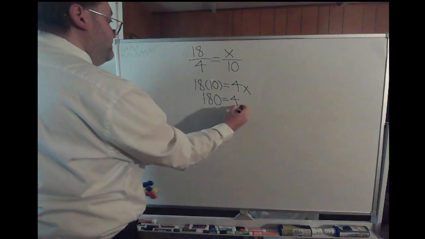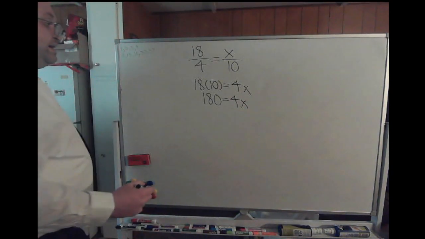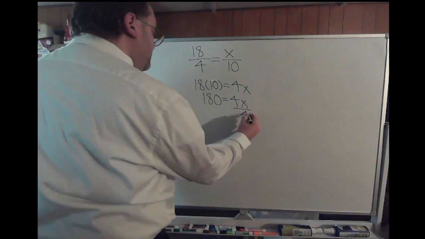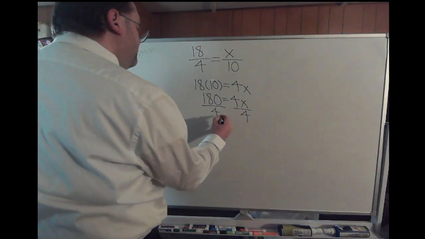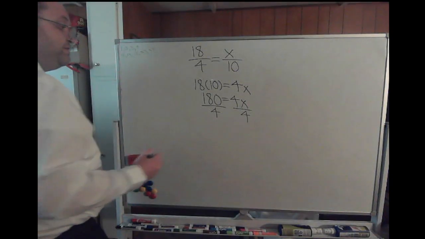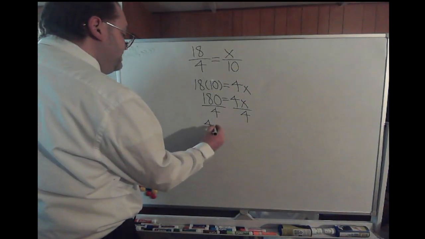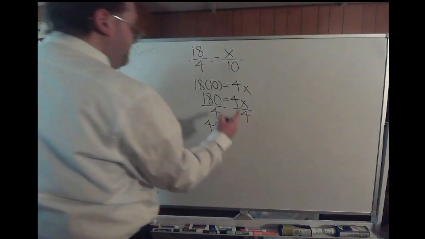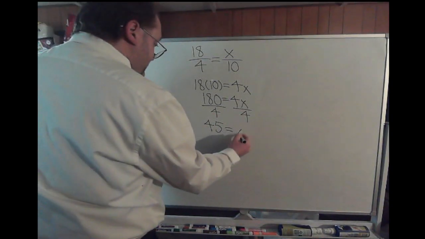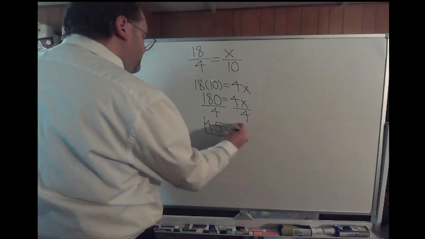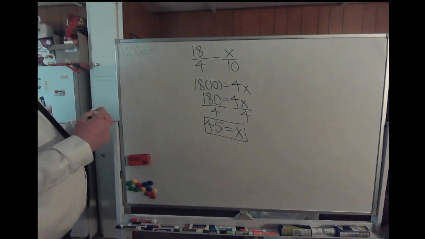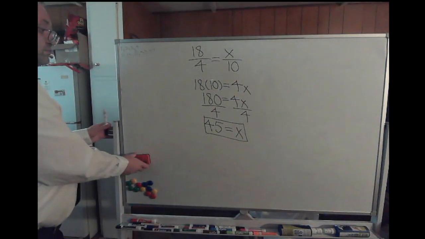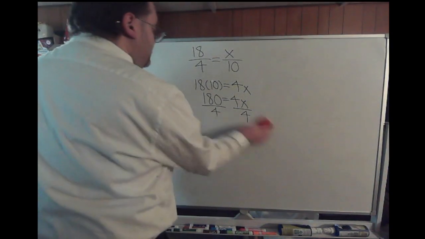That's equal to 4x. Now if you want to get the value of x, you just divide both sides by 4. You divide both sides by 4. 180 divided by 4, that's going to be 45. I know that one off the top of my head. If you put it in the calculator, you'll get 45. 4x divided by 4, that's just going to give you x. So your answer is x equals 45. That's exactly what you would get, is 45. It's all about doing the cross products here.